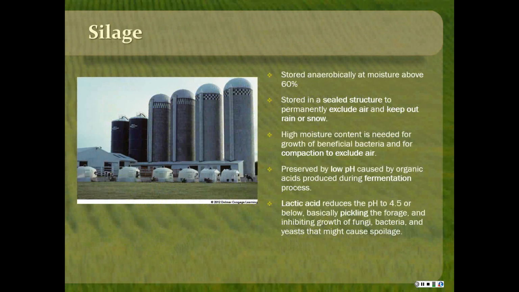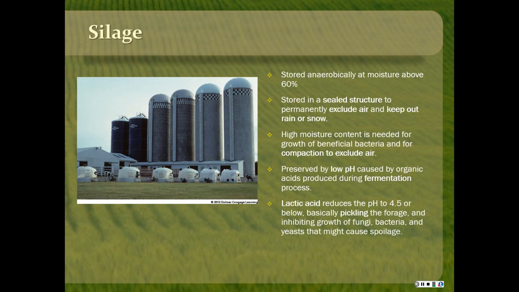And then silage is actually stored anaerobically, meaning without oxygen, at usually moisture above 60%. And it's stored in a sealed structure, usually. You want to exclude air and keep out rain or snow. But silage actually needs high moisture content for growth of the beneficial bacteria that are needed for the process, and also you have to compact it to exclude air.